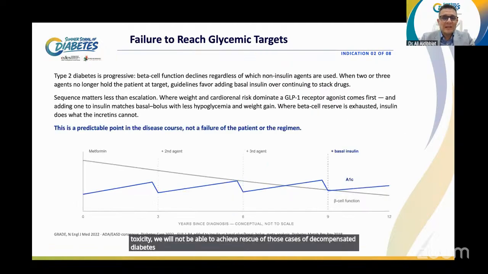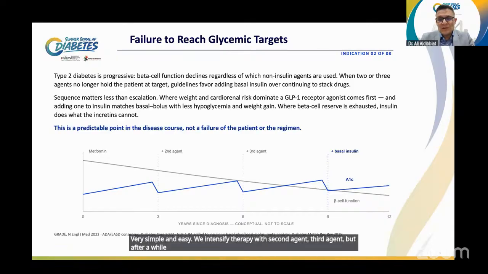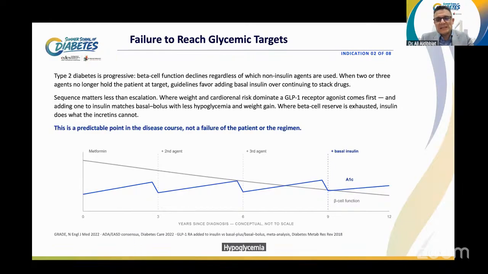The second one is the drifting of diabetes control. Usually we start with oral therapies. It's a given, very simple and easy. We intensify therapy with a second agent, a third agent. But after a while, if the other treatments are not achieving control, we should not shy away from introducing insulin as a potent therapy to enable control, not to cause hypoglycemia, but just to bring glycemic control into a safe zone for patients.